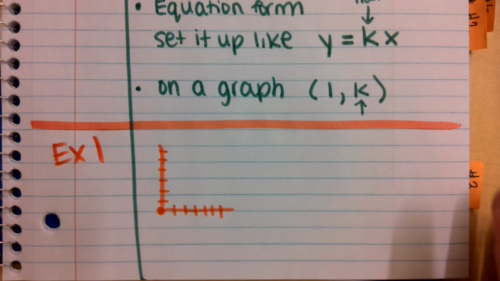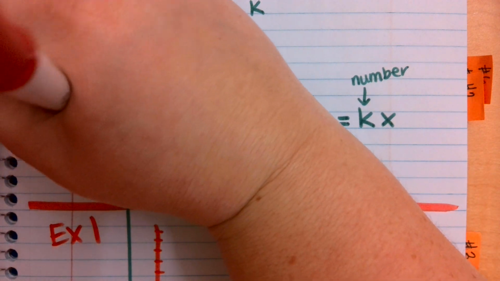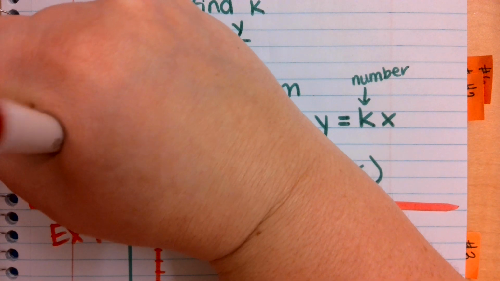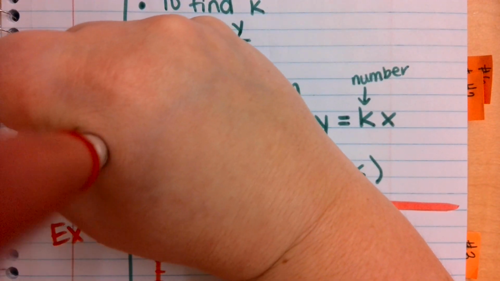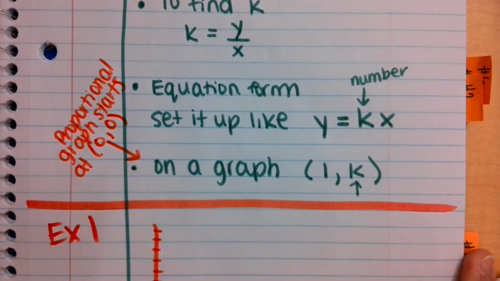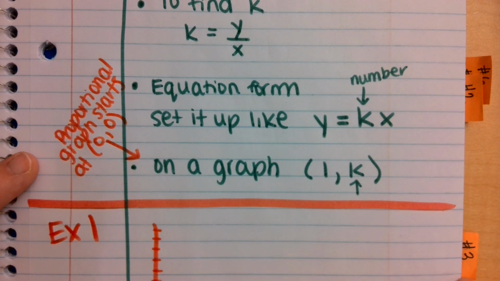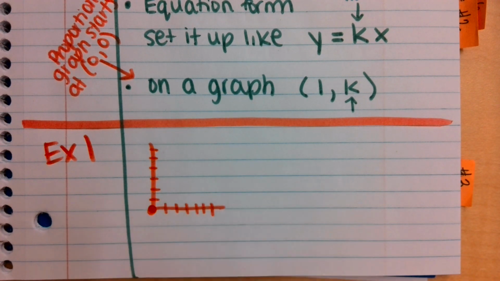Ooh, that's something I should add. On a graph, a proportional graph starts at 0, 0. Something important to know. Very important. So my first point, 0, 0.